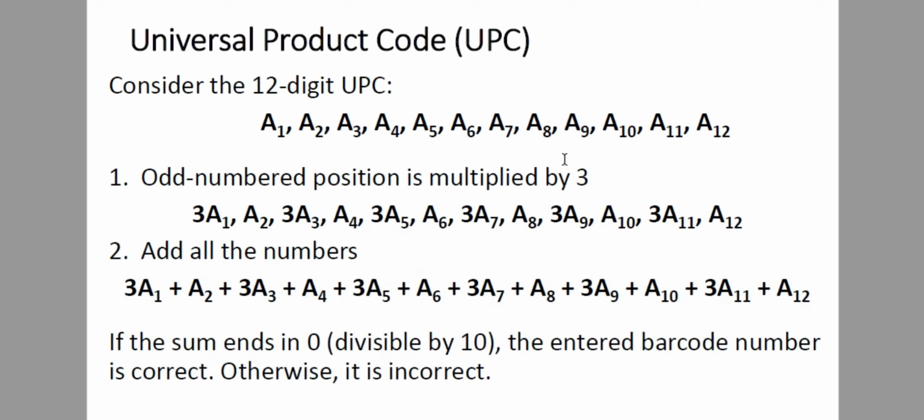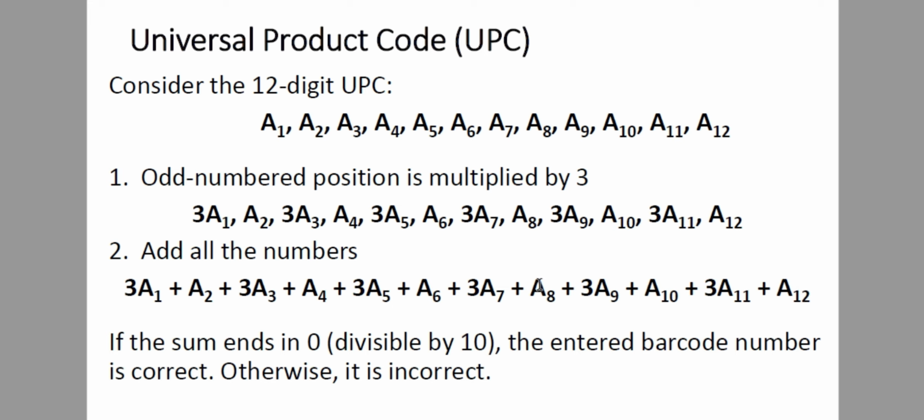Okay, so we have this. Consider this. This is our notation for the 12-digit UPC. For the first number, it's A1. The second number is A2, until the check digit, which is A12. Now take note that the odd numbered positions are multiplied by 3. So A1 is multiplied by 3, and so are A3, A5, A7, A9, A11. And then we need to add all these numbers.